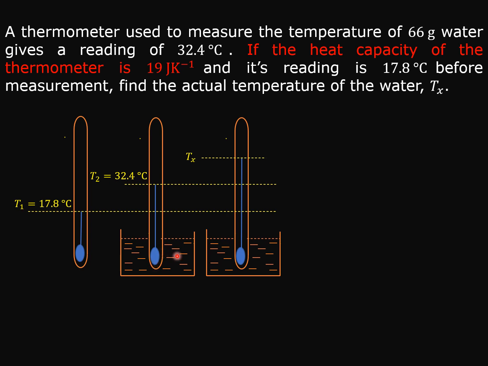If all the heat transferred from the water went to the mercury, and no heat was transferred to the body of the thermometer, then the actual length of this mercury would be higher, which is shown in this diagram. Therefore, the actual temperature should be Tx.